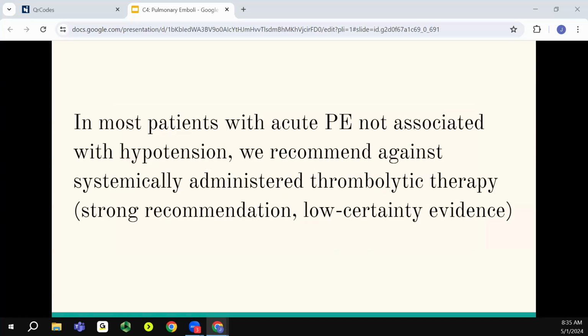So the first is that in most patients with acute PE not associated with hypotension, we recommend against systemically administered thrombolytics. This is the submassives. They're saying we recommend against thrombolytics, and it cites the PEITHO trial, specifically that although it may prevent cardiovascular collapse, there's an increase in major bleeding.